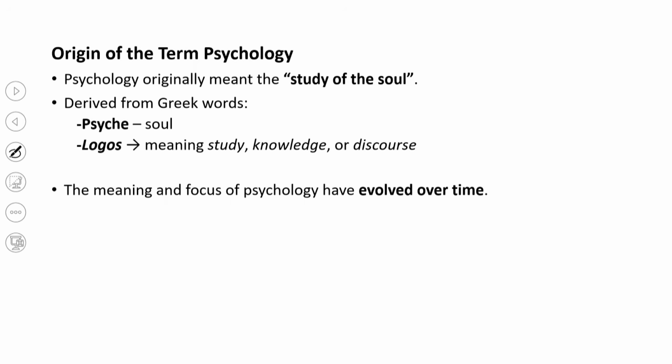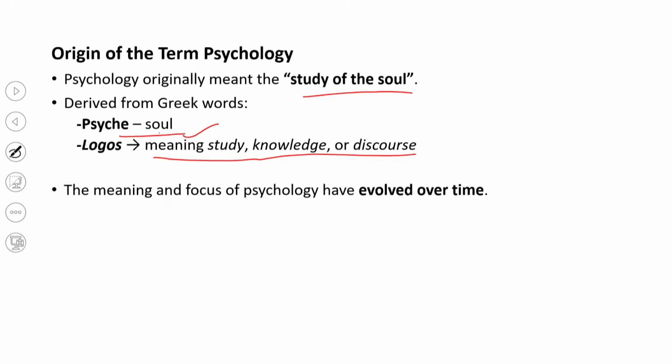Let us look into a little bit of the story around psychology. Psychology originally meant the study of the soul, when the term was first used. It was typically studied in theology, since the word soul is talked about in the theological and religious sphere. It is derived from the Greek word psyche, which generally means soul. It also means mind, but more specifically it means soul. Logos basically means study, knowledge or discourse. So it is the study of the soul. That was the original meaning of psychology, derived from the Greek words psyche and logos.